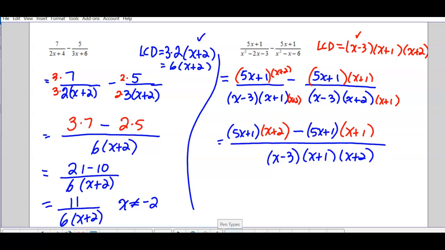Okay, so then it's that whole numerator, and put brackets around it. It was two terms, you've got to multiply everything in there. Now, this is where students go wrong. They think, oh, I'm just going to cross out that x plus 2, cross out the x plus 1s, and then I'm left with 5x plus 1 minus 5x plus 1 over x minus 3.